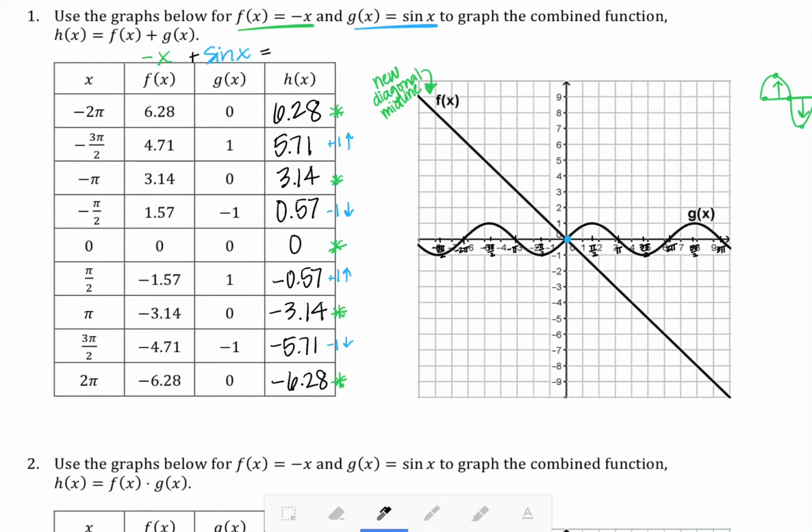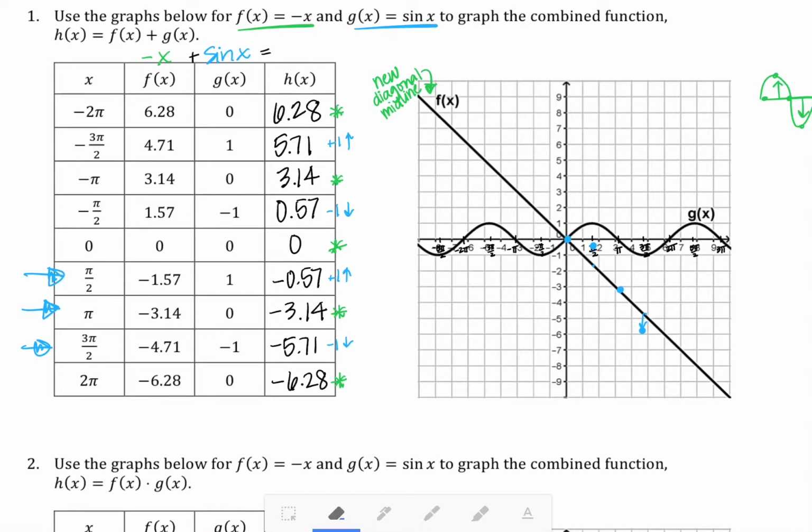So our next point right here is pi over 2. Pi over 2 tells me I'm 1 unit above the line. So if I think about being on the line, I want to go 1 unit above. Right there. And then I can go to pi. Pi is back on that new diagonal midline. Then 3 pi over 2. 3 pi over 2 is 1 unit below that diagonal midline. So I'm going 1 unit below that point right there. And now I can actually see my sine curve.